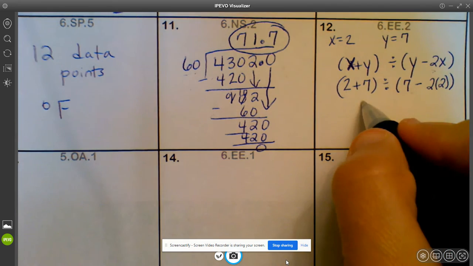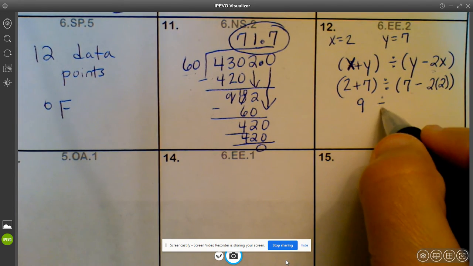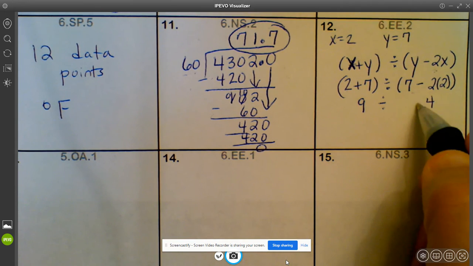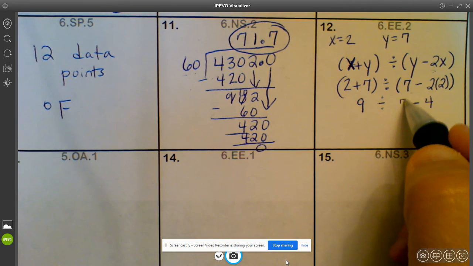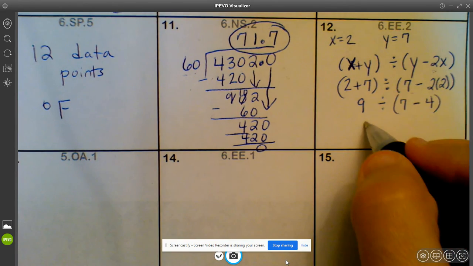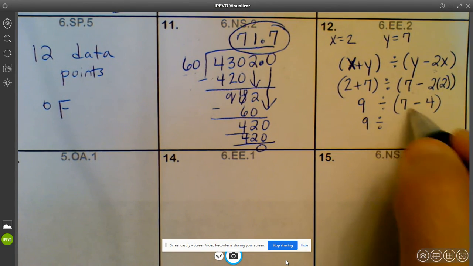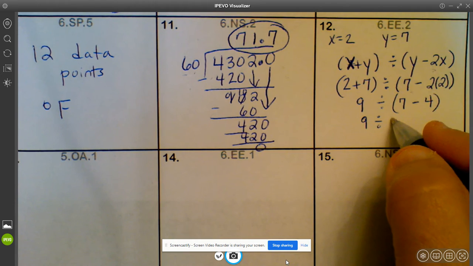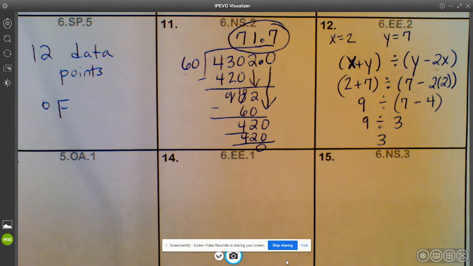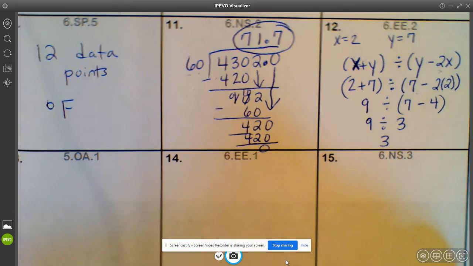All right, and now I'm going to do what's inside my parentheses. So 2 plus 7 is 9. And inside of here, I have 4. 2 times 2 is 4. I have to do that first. So I still have my parentheses. Rewrite it. 7 minus 4 is 3. And then 9 divided by 3 is 3. So the answer to that problem, the simplified version of that problem after you substitute, would be 3.